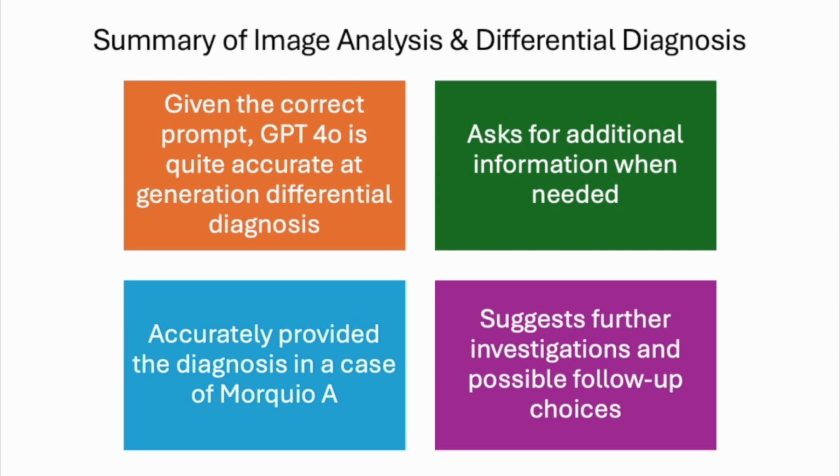So to summarize, given the correct prompt, GPT-4o is quite accurate at generating differential diagnosis. It asks for additional information when needed. And in this case, it accurately provided a diagnosis of Morquio A and suggested further investigations and follow-up choices. This is just the start of the use of artificial intelligence in healthcare, and a lot more work needs to be done in terms of figuring out how useful it will be.